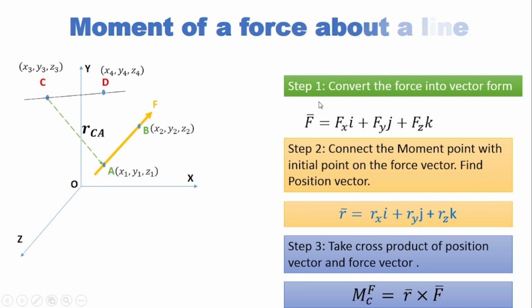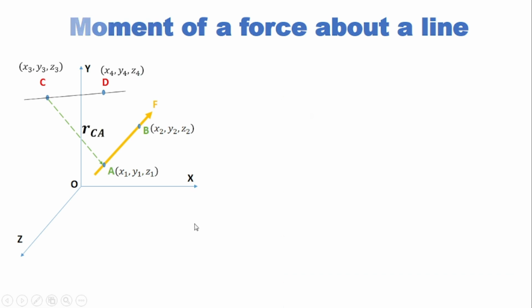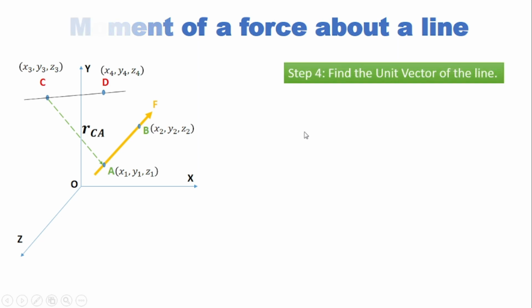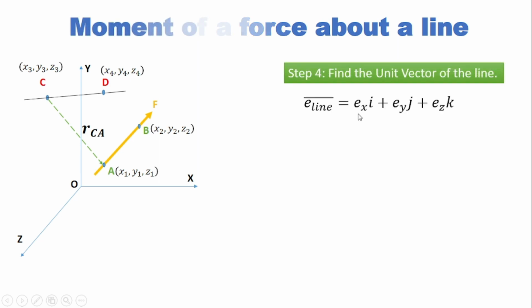So if you observe step 1, step 2 and step 3, and if you have watched our previous video, you will come to know that the procedure is similar to taking a moment of a force about a point. So first 3 points are similar to that one. After that, find out the unit vector for this line CD. The unit vector can be calculated in the format ex i plus ey j plus ez k.